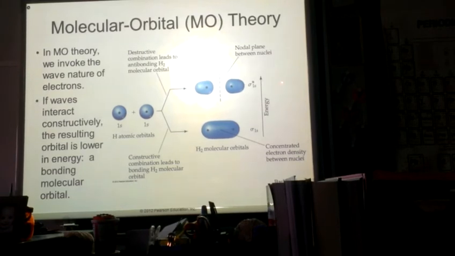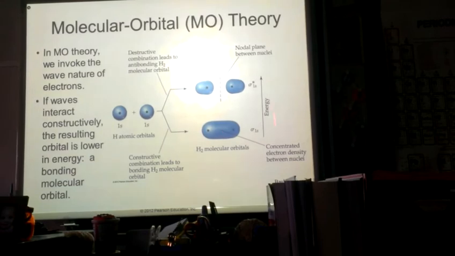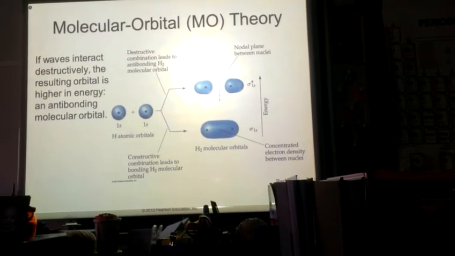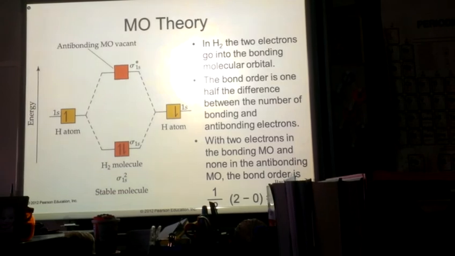Anti-bonding, which is the destructive interference, is going to be more energetic because electrons really don't want to be in that type of orbital, because that indicates a higher energy. These are probably more energetic electrons, so that atom has been excited and it's not really in its ground state, okay? So constructive, sigma, and bonding; anti-bonding, destructive, we'll call that sigma star. So this just says if waves interact destructively, the resulting orbital is higher in energy, and we call that an anti-bonding molecular orbital. So how would I draw this?